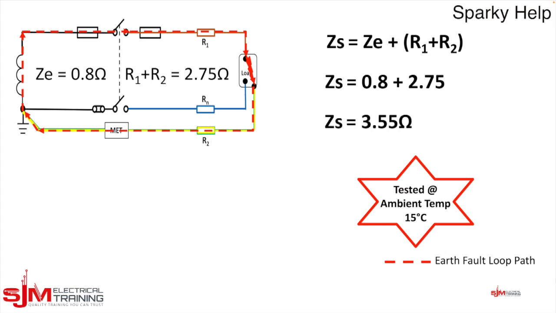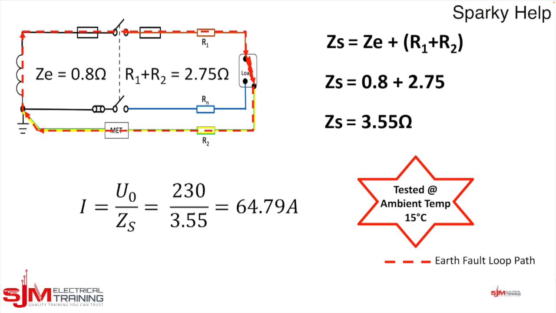And if we add those up, giving the ZS of 3.55, we now have our maximum ZS for this particular circuit. And therefore we can calculate the current that would flow at that tested temperature, and it comes out at 64.79 amps. However, when the cable is up and running, its temperature will probably go up. It could go up to, let's say, 70 degrees, which might be the maximum operating temperature of that conductor. And I've already done the calculation for that.